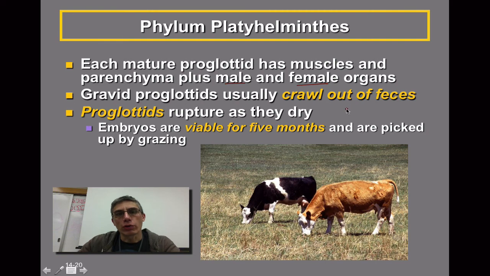Now, these gravid proglottids usually will crawl out of the feces once they're released into the environment, and when they become dry, they're going to rupture. And when they rupture, these embryos that are released from these proglottids can become viable for up to 5 months, and they are typically picked up by any animals that are grazing within the environment.